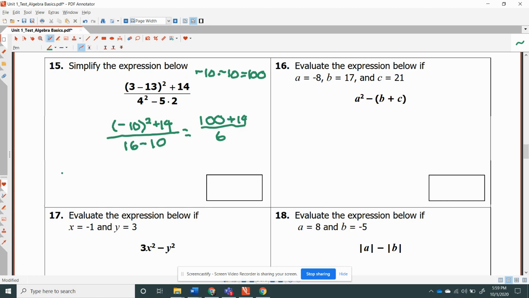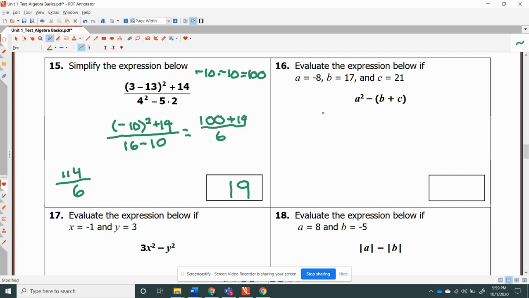I'll work over here. So we have 114 divided by 6. Now, very often in algebra class, we do leave improper fractions, but we don't leave them if they can be simplified to a whole number. 114 divided by 6 is 19.